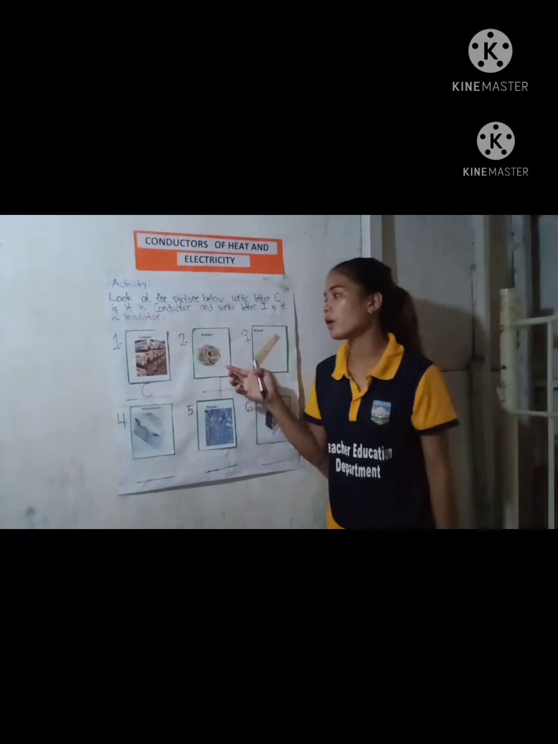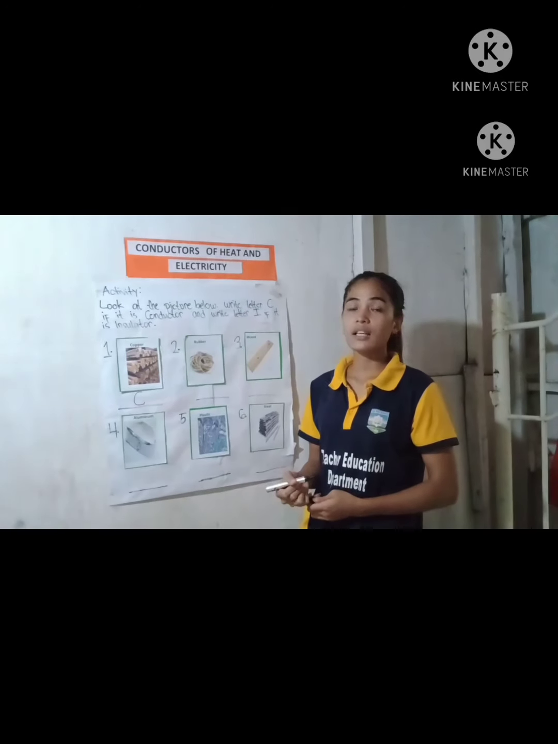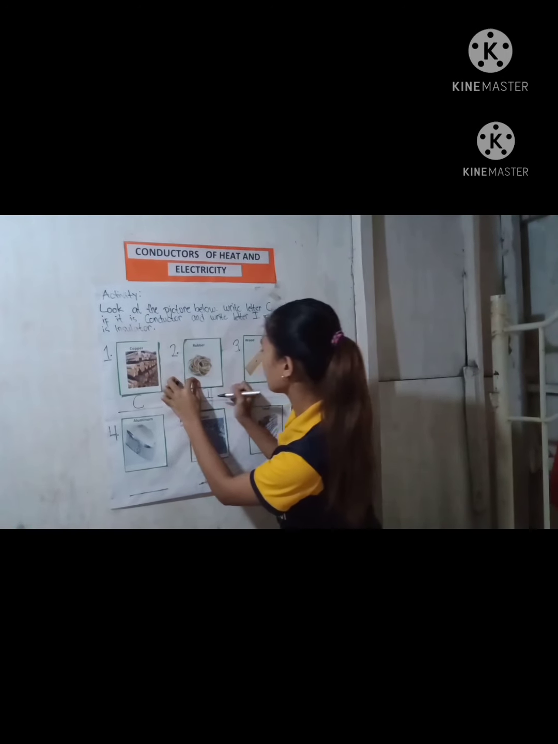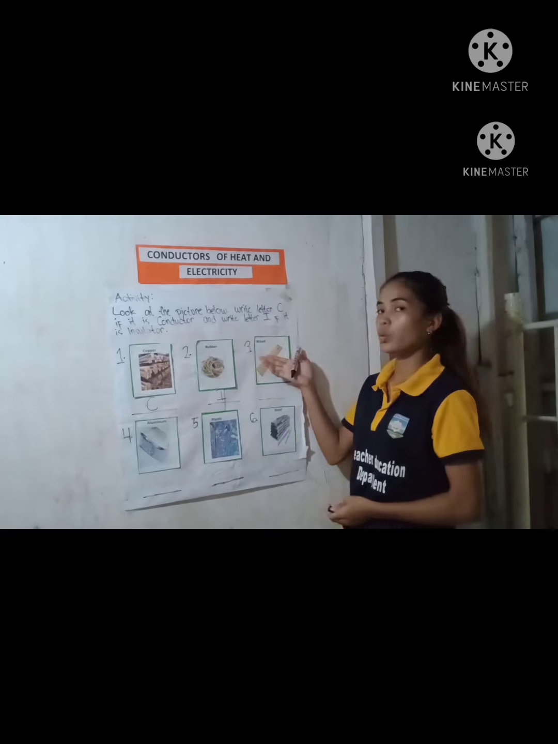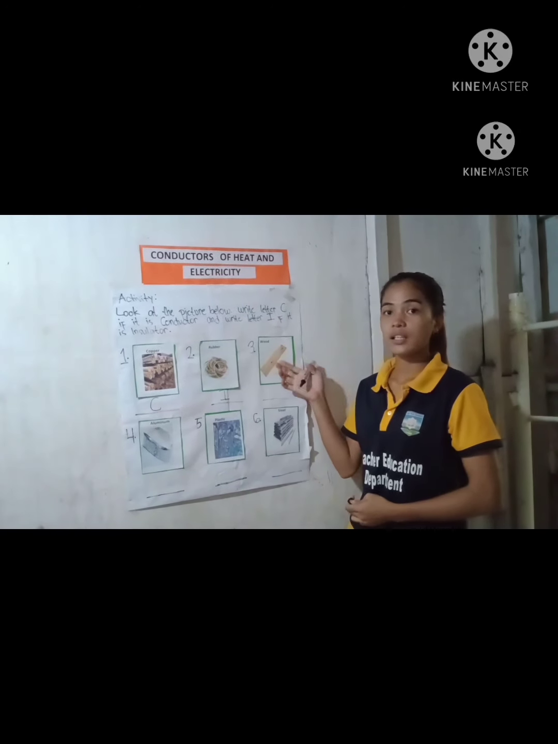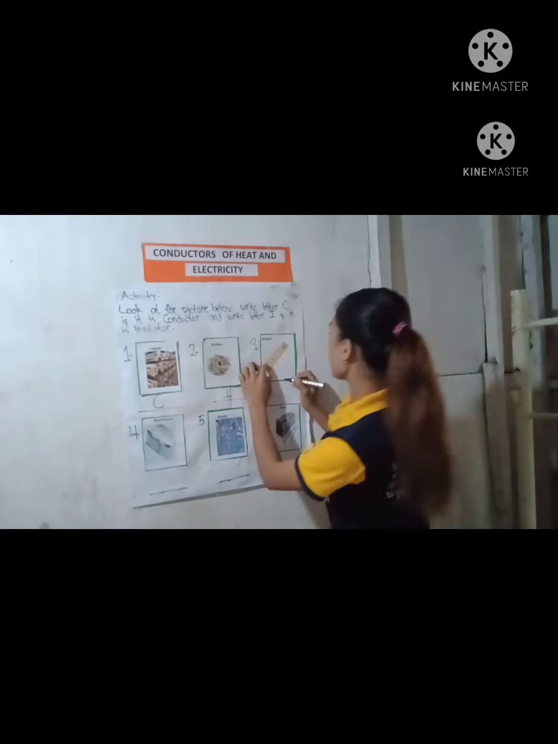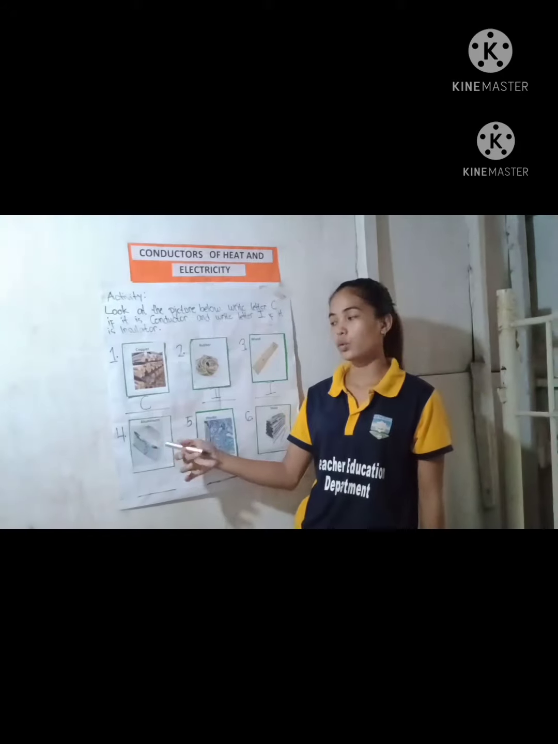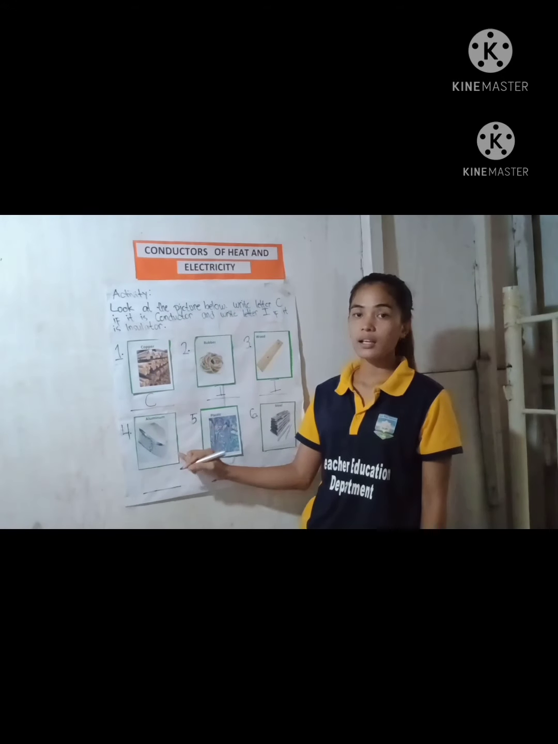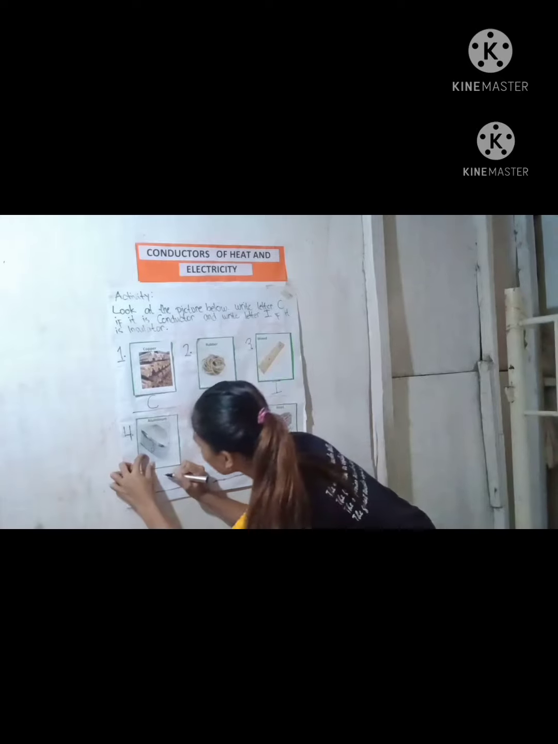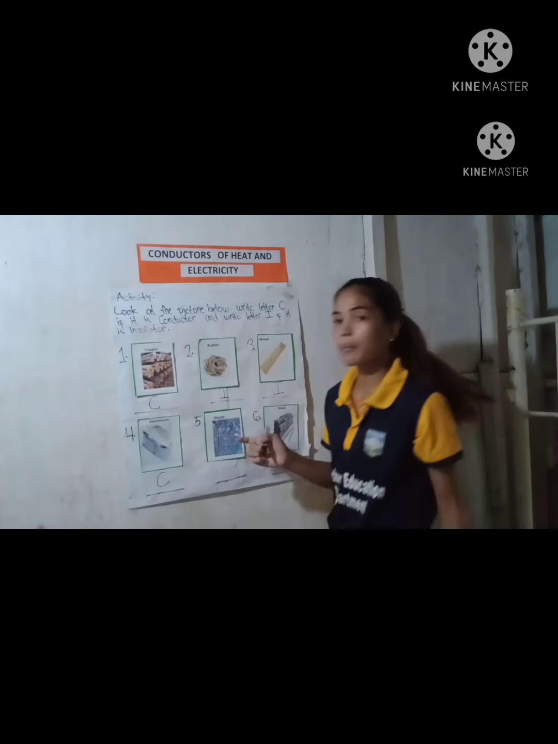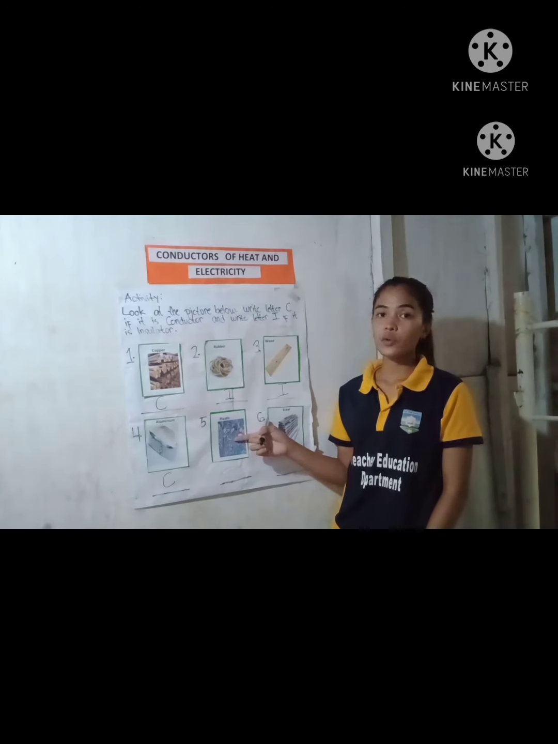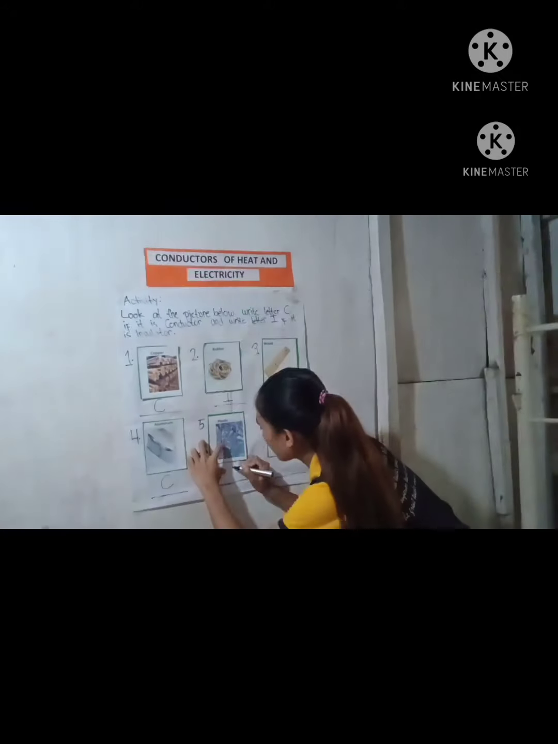Number 2, we have rubber. Rubber is an insulator. So, let's put letter I. And number 3, we have wood. Wood is an insulator. So, let's put letter I. And number 4, we have aluminum. Aluminum is a conductor. Okay, very good. And number 5, we have plastic. Plastic is an insulator. So, let's put letter I.